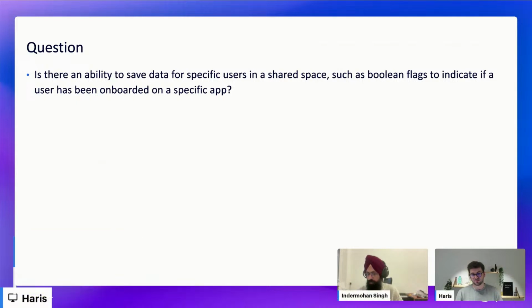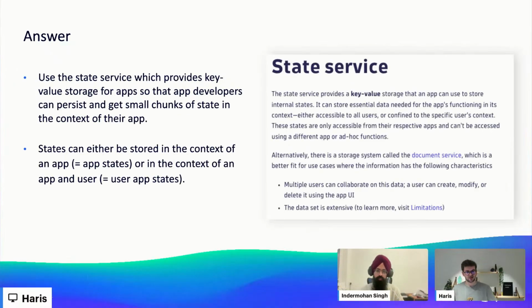Somebody asked for the ability to save data for specific users in a shared space, such as Boolean flags to indicate if a user has been onboarded in a specific app. And this one is very fun. The answer lies in the state service. Basically, the state service provides you with a key-value storage that the application can use to store the internal states. There are two versions or two ways to use it, right, Inda?